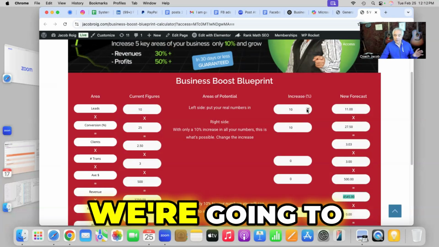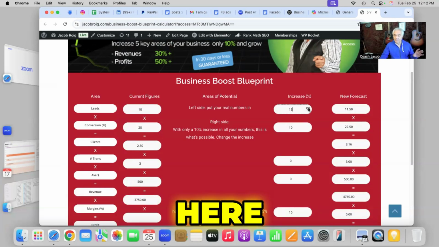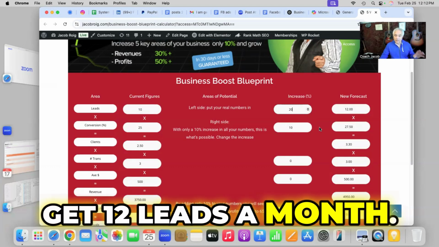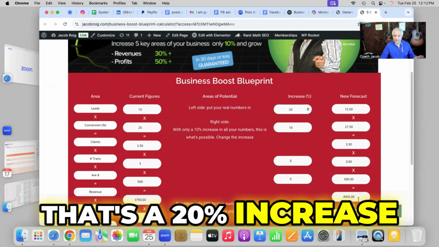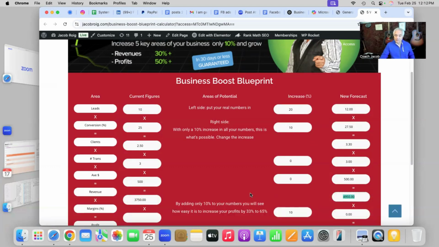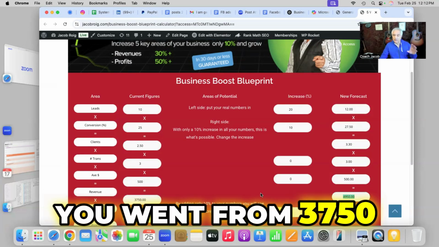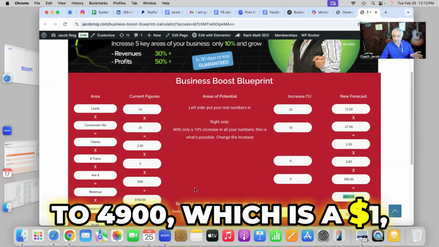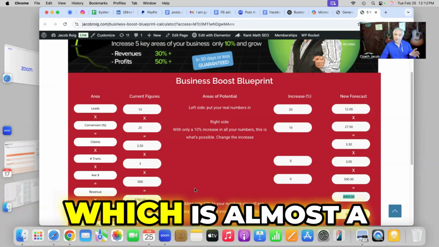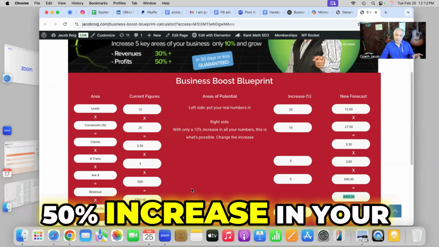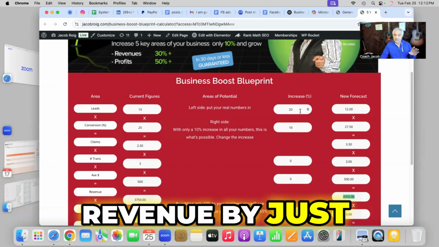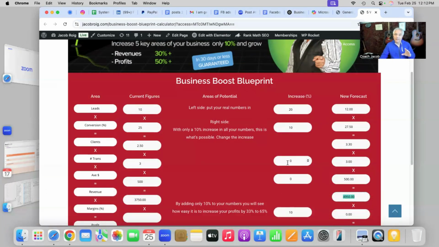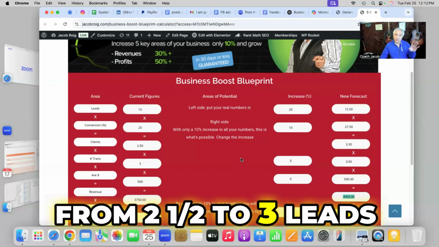So let's just say we're going to really go crazy here, and you're going to go up so that you get 12 leads a month. That's a 20% increase. Look what just happened to your revenue. You went from 3,750 to 4,900, which is a $1,200 increase, which is almost a 50% increase in your revenue by just increasing the amount of leads from 10 to 12. That's just going from 2.5 to 3 leads a month.